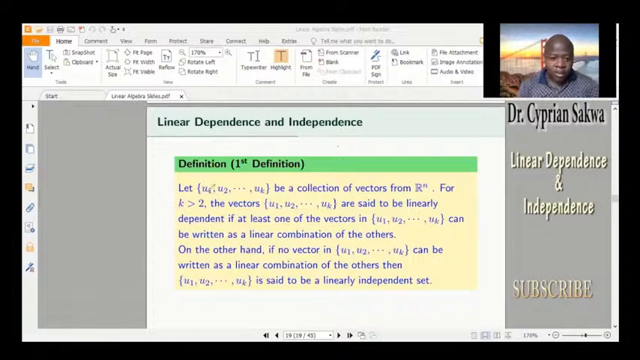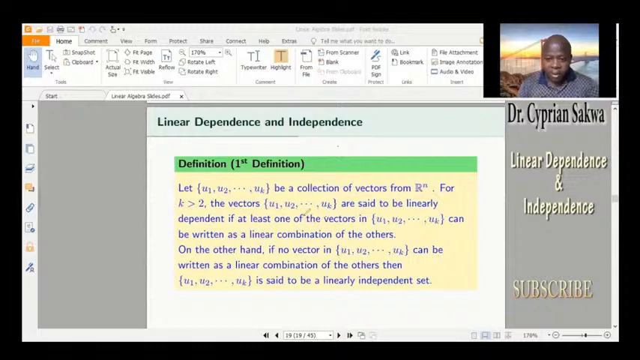So let this be a set of vectors, u1, u2 up to uk, in Rn, where k is greater than 2. When do we say that these vectors are linearly dependent? We say that these vectors are linearly dependent if one of the vectors can be written as a linear combination of the other vectors. That is my first definition of linear dependence.